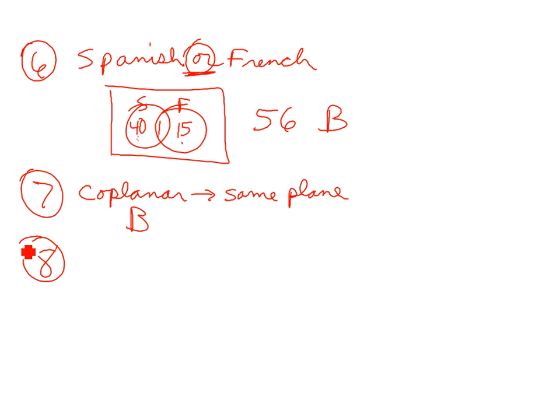Number 8, which postulate states that if B is between A and C, then AB plus BC has to equal AC? Well, that's the segment addition postulate, which is letter B.